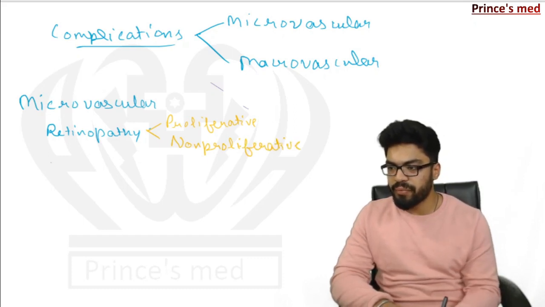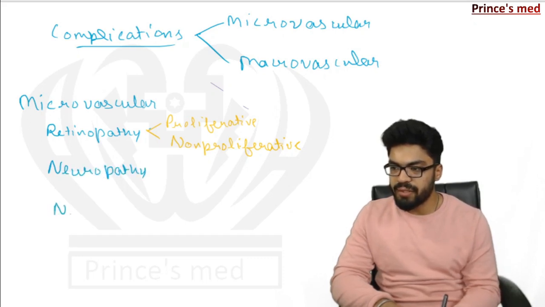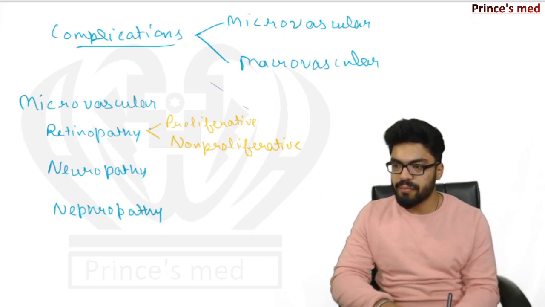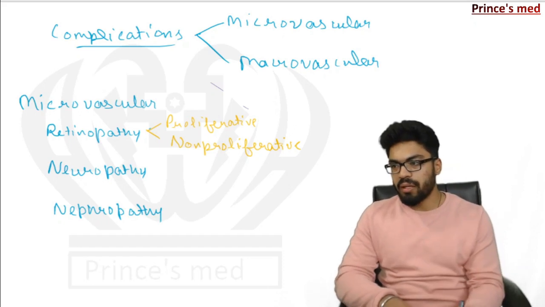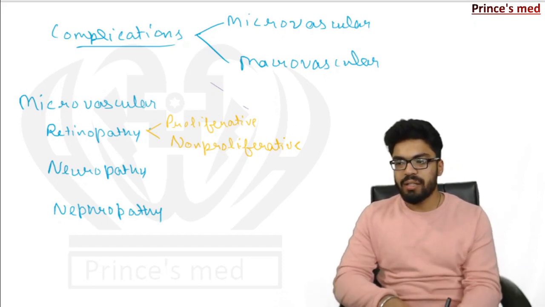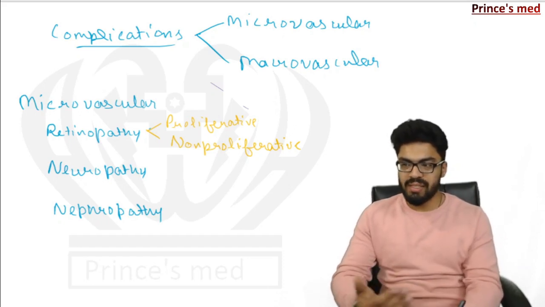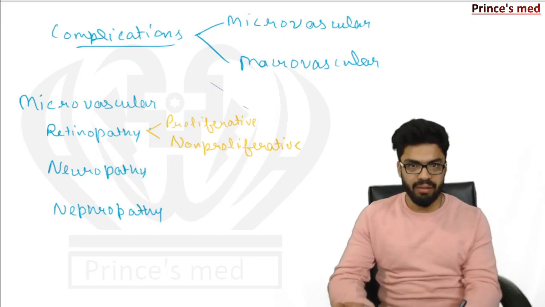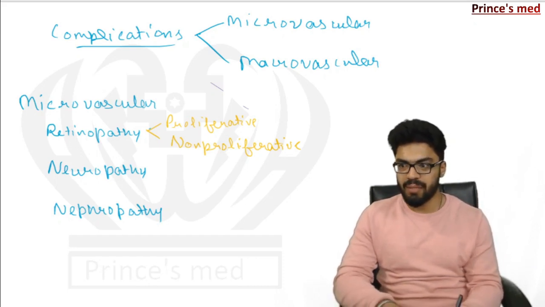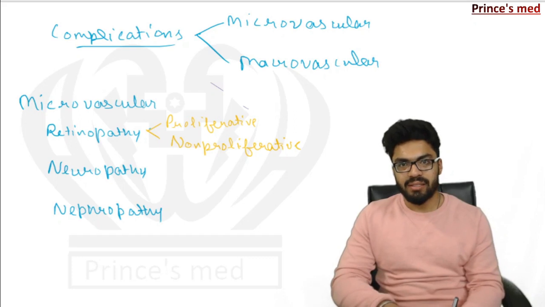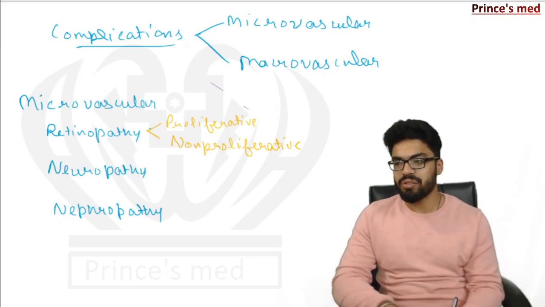Then we have neuropathy, then we have nephropathy, and we will see these complications in brief next time. Okay, now we will take just an overview of these complications.